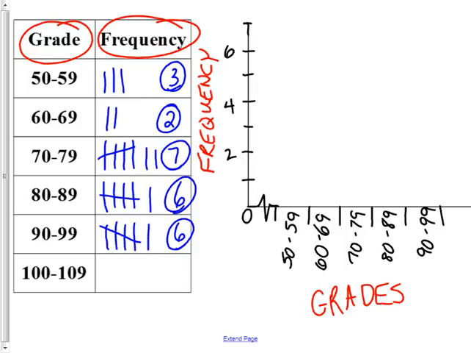So 50 to 59 has a frequency of 3. So I'm going to make that bar, and so forth and so on. Now, go ahead and finish yours out, and then go to the next slide and check and see how you did.